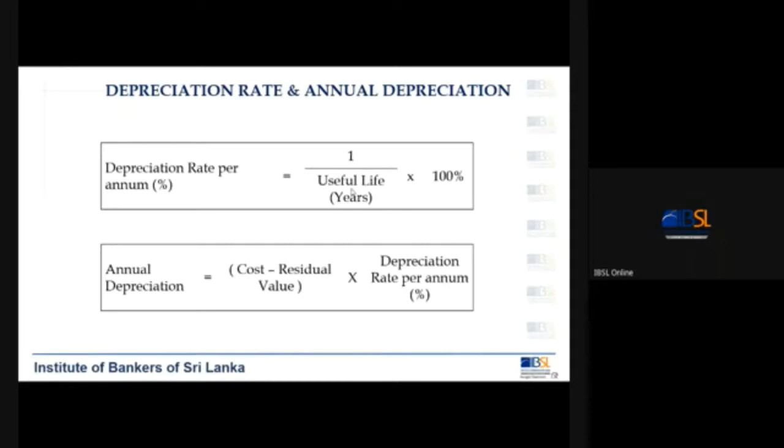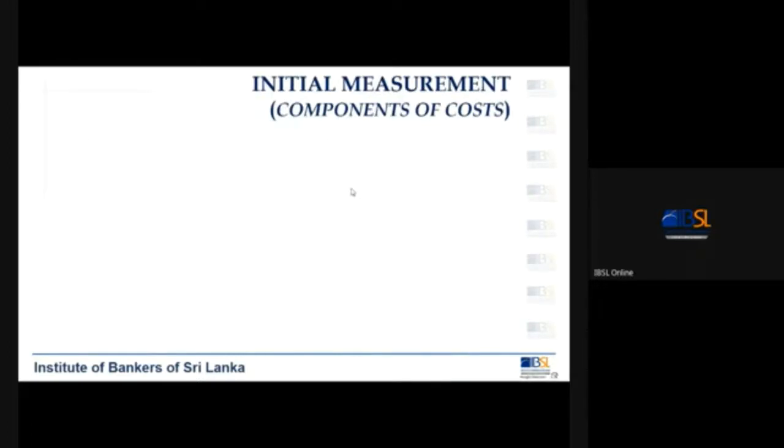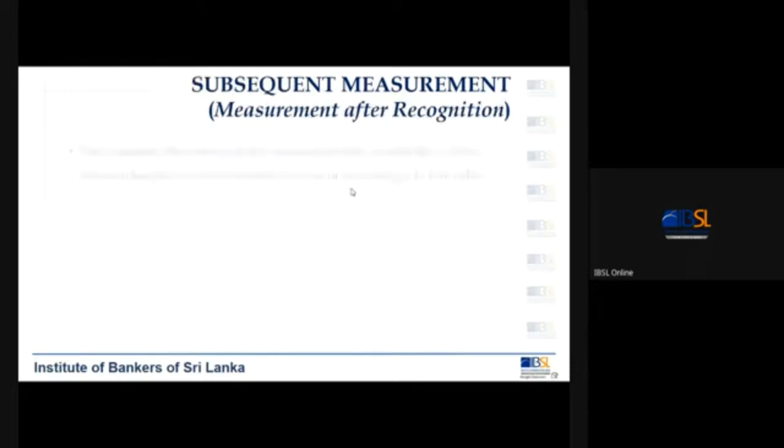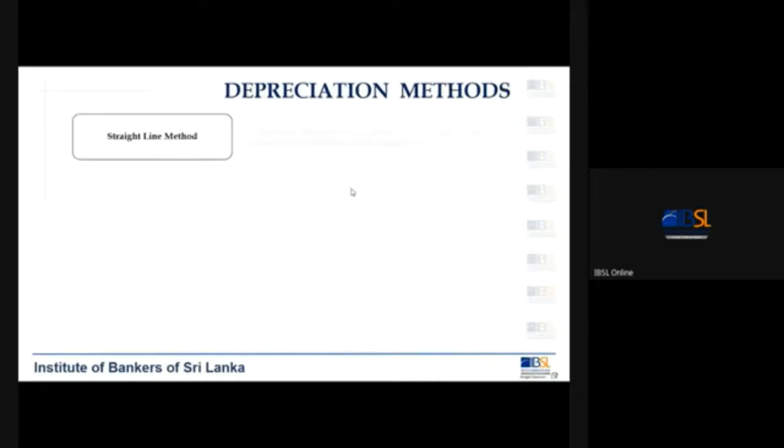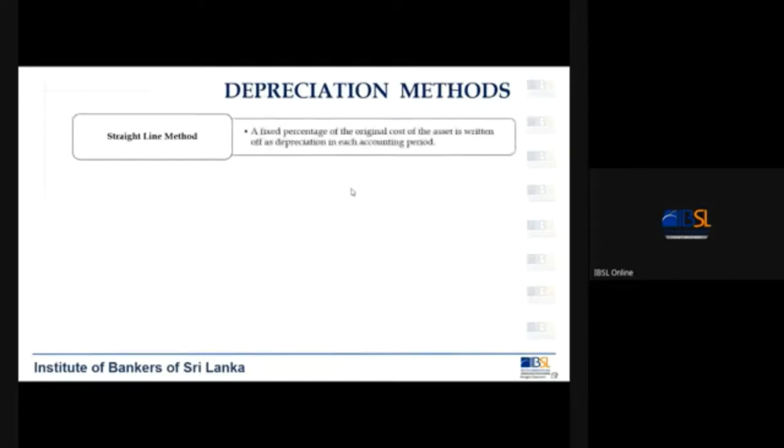Now, if you look at this formula and make the residual value 0, where the company doesn't assume any value for the residual value, then it becomes 0, which means you are going to depreciate the cost. Now look at the straight line method. It says a fixed percentage of the original cost of the asset is written off as depreciation in each accounting period.